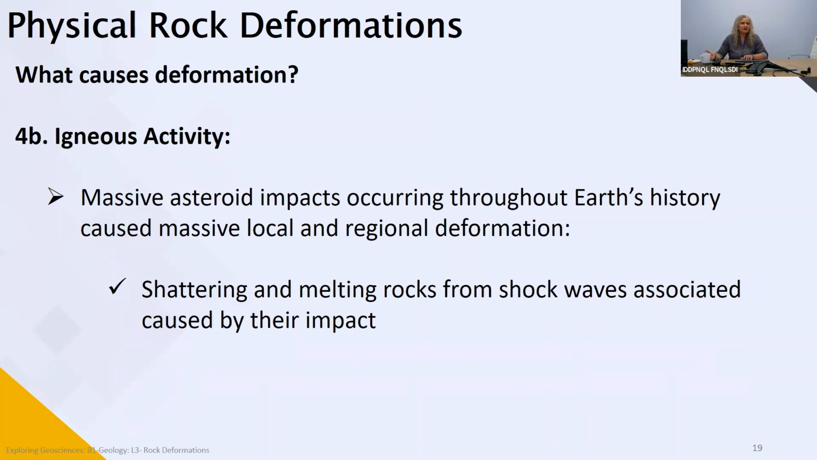The massive asteroid impacts occurring throughout Earth's history caused massive local and regional deformation too. Shattering and melting of rocks from shock waves was caused by these impacts.